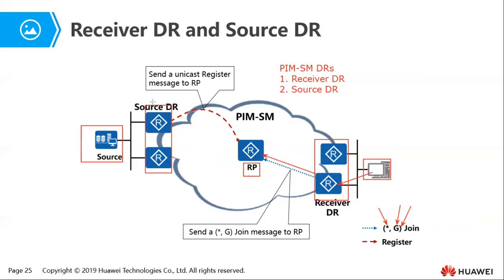On the other hand, the source DR is used to send what you call a register message. It sends a unicast register message to the rendezvous point. The purpose of registering on the rendezvous point is so that all the multicast henceforth from this source will be sent directly to the rendezvous point before it is distributed to other parts of the network. So that's the purpose of registering with the rendezvous point, and the router that does that registration is the source DR.